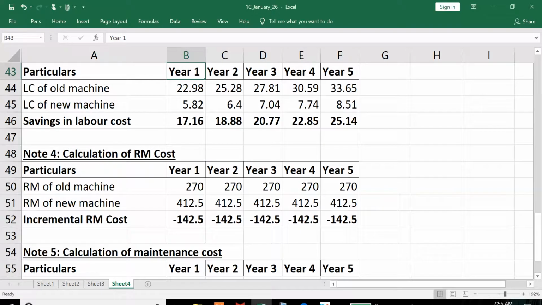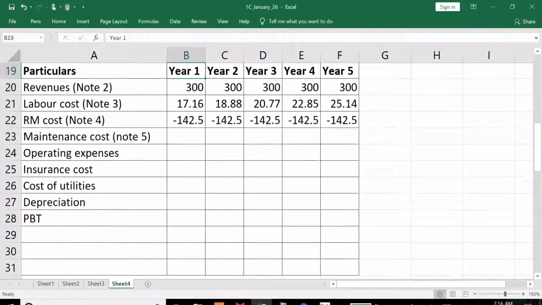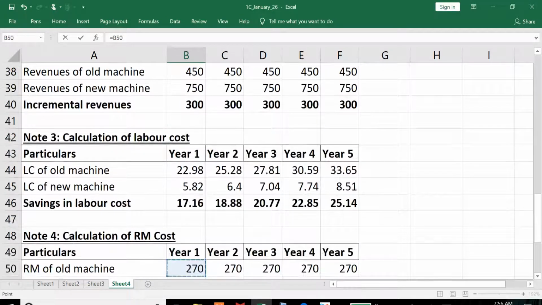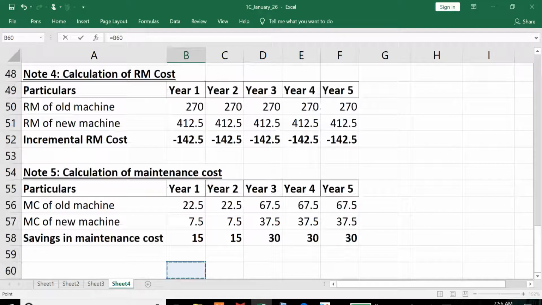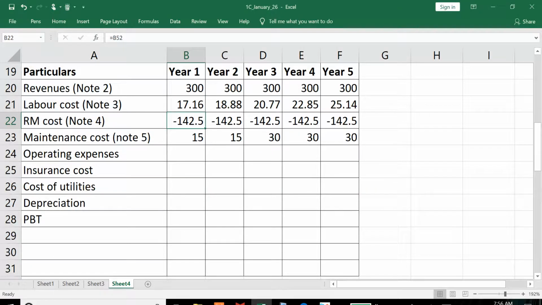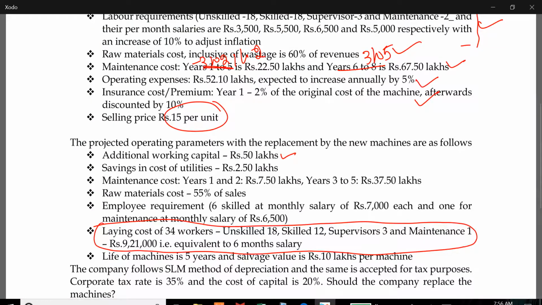We will copy these numbers. This is a savings, so inflow, positive item. I am writing it as a positive item because this is going to increase my inflows. 15, 15, 15, 30, 30. Any doubts on this? Okay, now onwards I think we will not be doing many working notes.